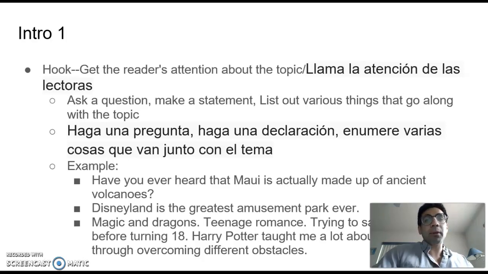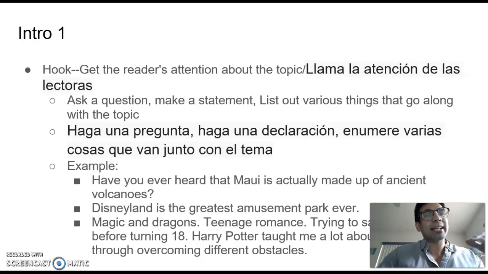So example, if you're writing an essay about Maui, have you ever heard that Maui is actually made up of ancient volcanoes? That automatically grabs my attention. I automatically know that this essay is going to be about some volcanoes in Maui. If you're writing an essay about Disneyland, you're going to give me some sort of statement about Disneyland. Disneyland is the greatest amusement park ever.